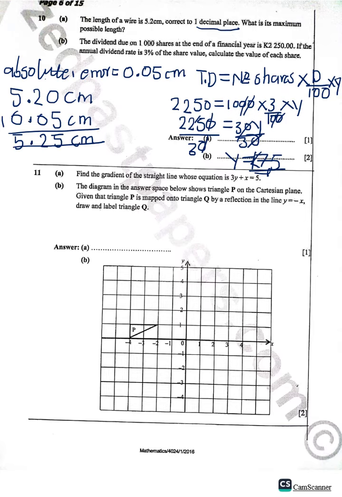Question 11a. Find the gradient of the straight line whose equation is 3y plus x is equal to 5. Okay, 3y plus x is equal to 5. So the first step here, you need to make y the subject of the formula. So our x will shift to the other side, giving us 3y is equal to 5 minus x. Then from there we can divide everything by 3. So over 3, also here over 3. So we can cancel.